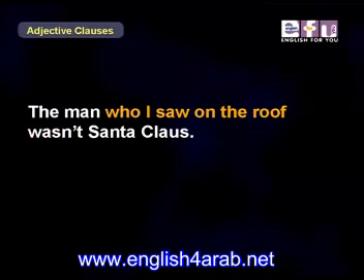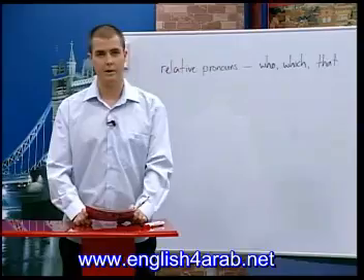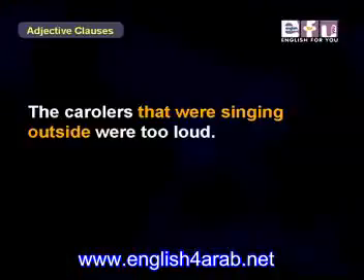In the third sentence, who I saw on the roof is the adjective clause. It's introduced by the relative pronoun who, and it modifies the noun man. The man is who. And in the fourth sentence, that were singing outside is the adjective clause, introduced by the relative pronoun that, and it modifies the noun carolers. The noun carolers and that are the same thing.